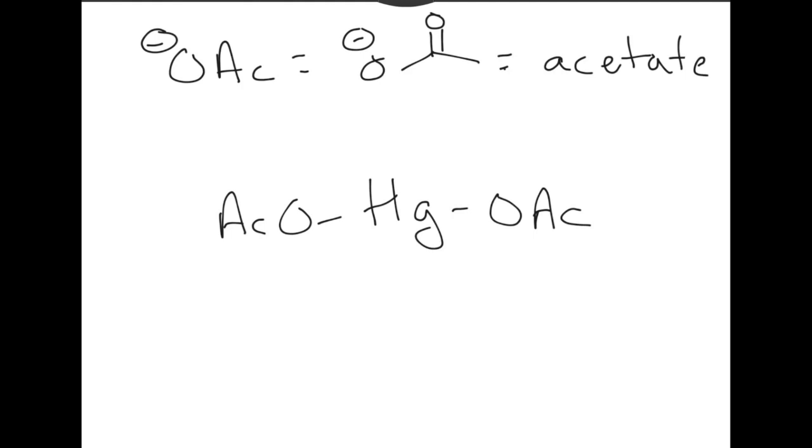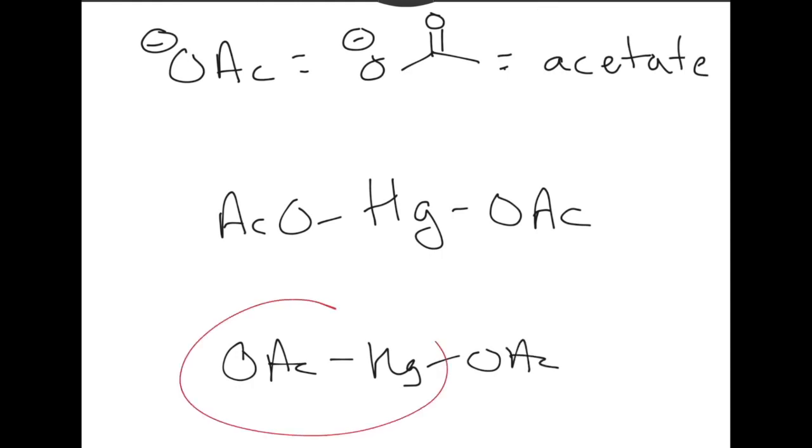Remember when you write structures, the way you write them, even just the letters, implies bonding. My oxygen has to be bonded to my mercury. So I can't just write OAc like this, because that makes it look like the carbon of my acetate is what's bonded to the mercury, where actually it's the oxygen. So I can flip it around and go AcO, and that implies the oxygen is bonded to the mercury. That makes sense? That's why it gets flipped around.